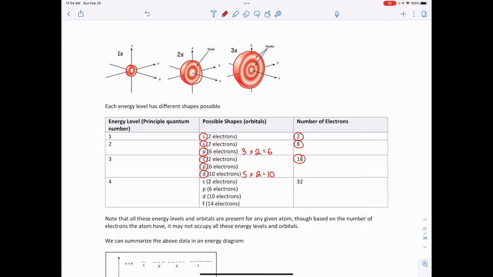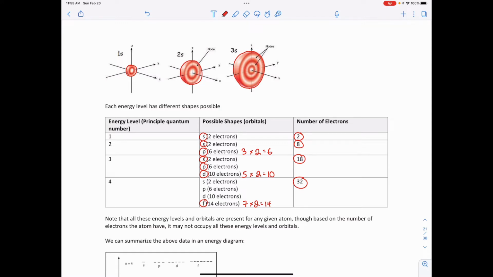Following the same pattern, energy level 4, I can have 14 electrons from f orbitals. This comes from the 7 different types of f orbitals times 2 electrons each for 14, and that means I can have a maximum number of 32 electrons occupying that 4th energy level.